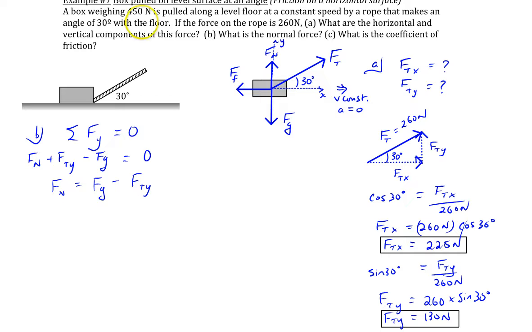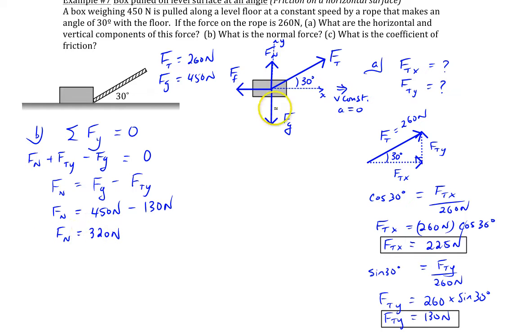And the box, by the way, I should have written down the givens in here. We know the tension is 260 newtons. The weight of the box is 450 newtons. And so we know the weight is 450 newtons, and we know the y component of that tension was 130 newtons. So it turns out that the normal force is equal to 320 newtons.